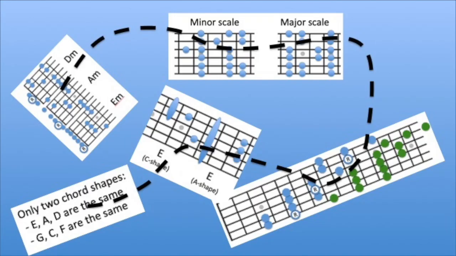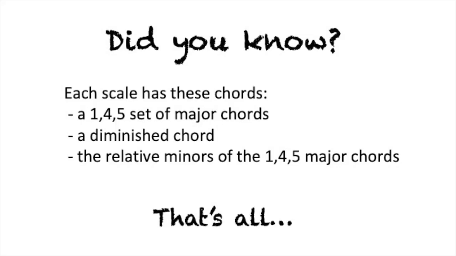I've discovered many connections that I haven't seen discussed in other videos. This is a lot of material, too much to absorb in one viewing. So I've made chapters to divide the subjects. You're going to see that each scale has major 1, 4, 5 chords, a diminished chord, and the 1, 4, 5 relative minor chords. It's that simple.